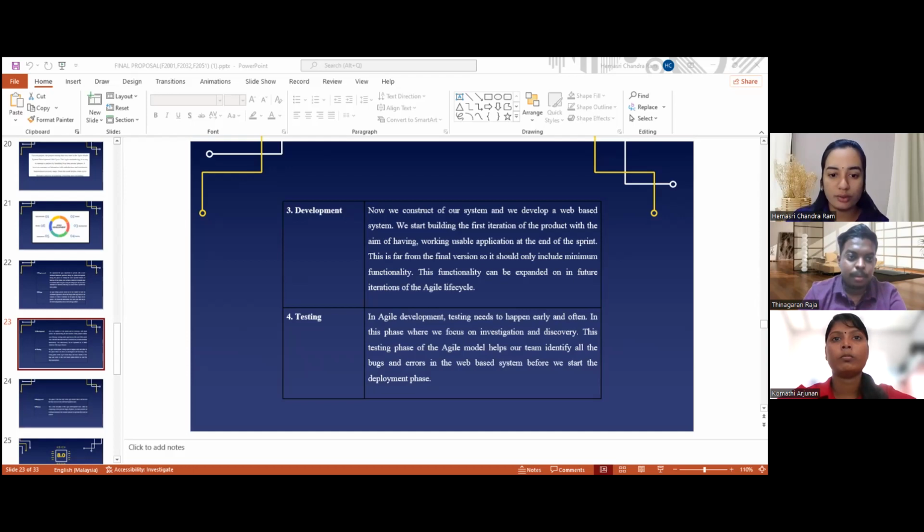The following one is testing. In agile development, testing needs to happen early and often. In this phase, where we focus on investigation and discovery, the testing phase of the agile model helps our team identify all the bugs and errors in the web-based system before we start the deployment phase.